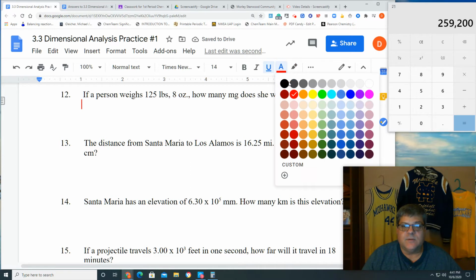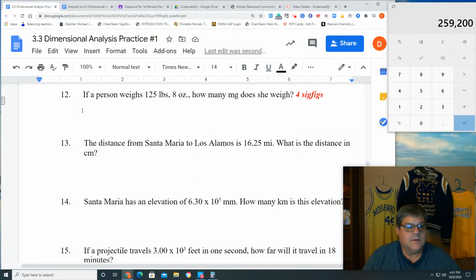So again, we're going to say, what is known? Well, what is known is our weight, but we have to make it all together. So do we want to go to pounds or go to ounces? In the answer key I gave Miss Garbo, I went with ounces, but here we're going to go with pounds.